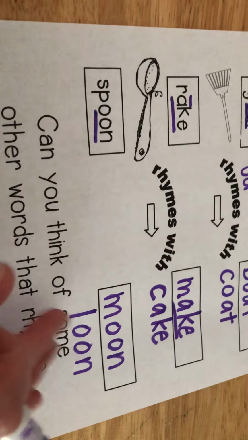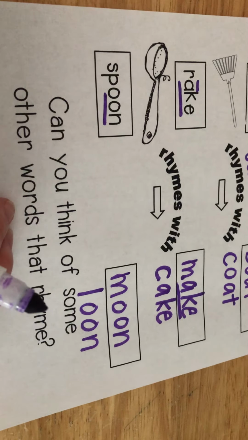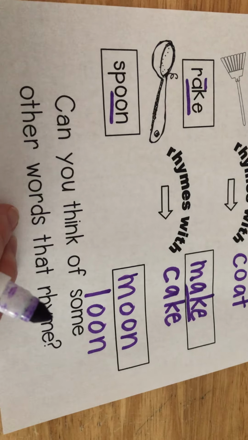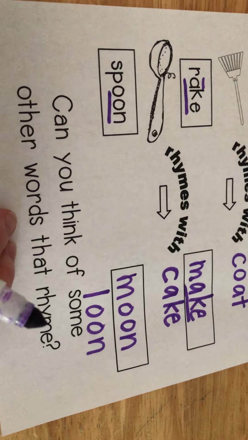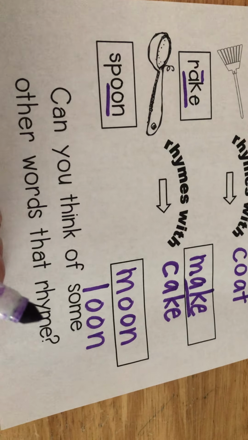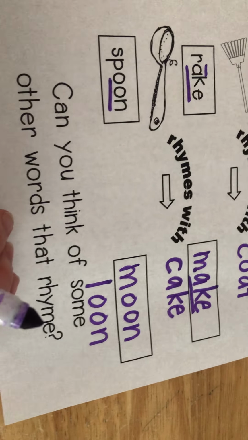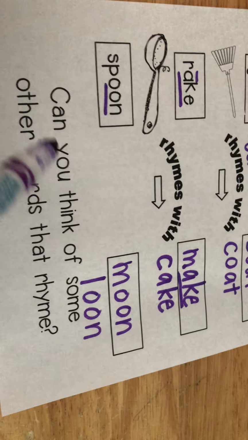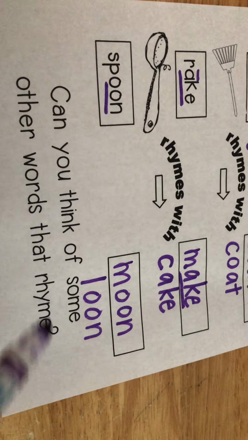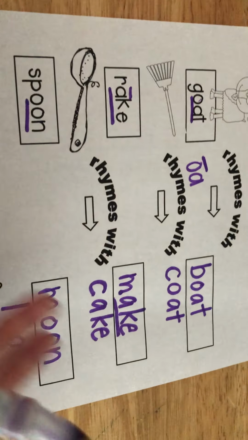Good. Let's do the last part, and I want you to do this today. You can either talk to a family member, a friend, maybe call someone on the phone and tell them some rhyming words, or maybe you could write down some rhyming words for me and send it to me on your teacher's Class Dojo, or your Padlet that your teachers have been having you work on. Let's see, the question is, can you think of some other words that rhyme? You could either do words that rhyme with goat, rake, spoon, or you could do your own.